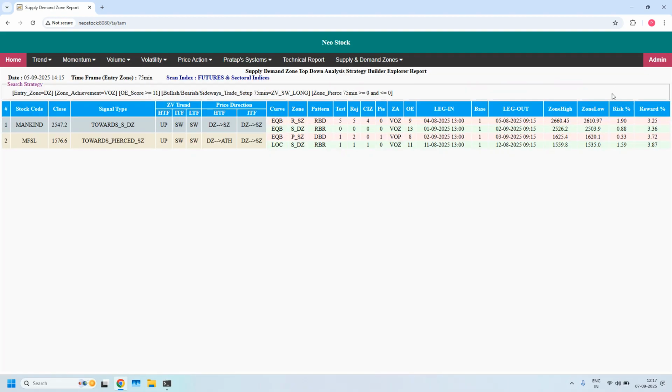So by applying all the filters, we got two stocks supporting sideways long trade setup for weekly income trade, and entry time frame zones are 75 minutes demand zones. You can plan trades only if the lesson 30.3 video checklist items are satisfied. Otherwise, there are higher chances of zone violation.